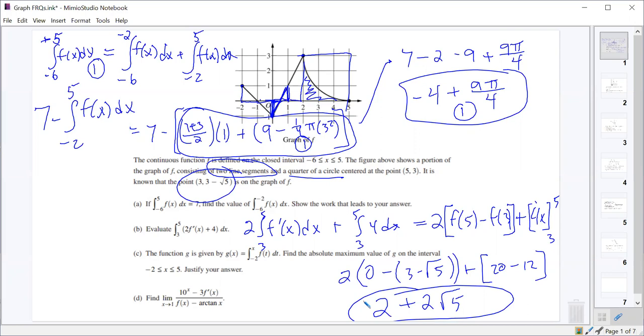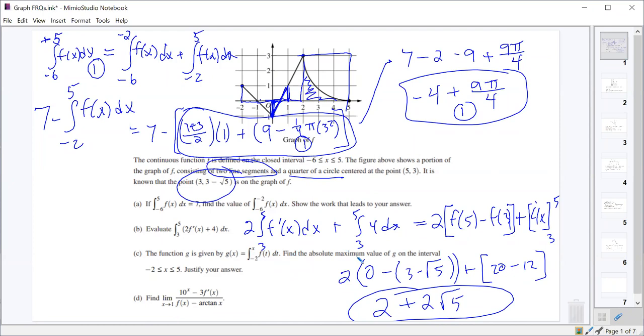All right. Part C says we got a function g. G is the integral from -2 to x of f of t. Find the absolute max of g on the interval from -2 to 5. So one thing, first off, since this is a closed interval, we are guaranteed that there will be an absolute max on the interval and an absolute min. We only need to find the absolute max though.